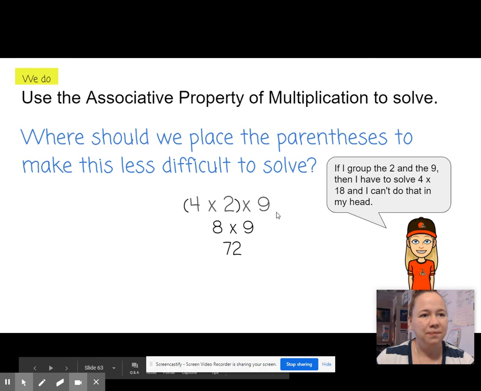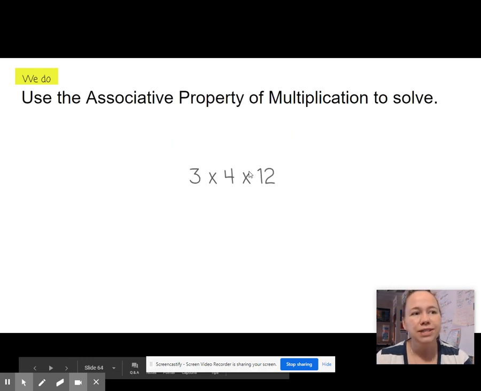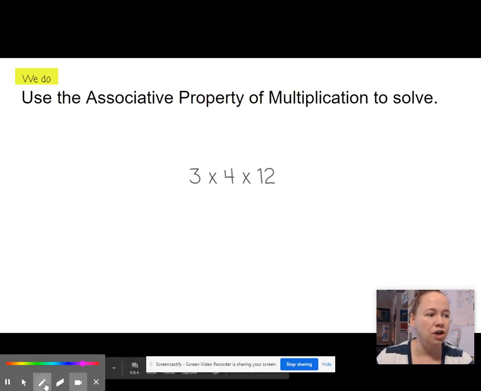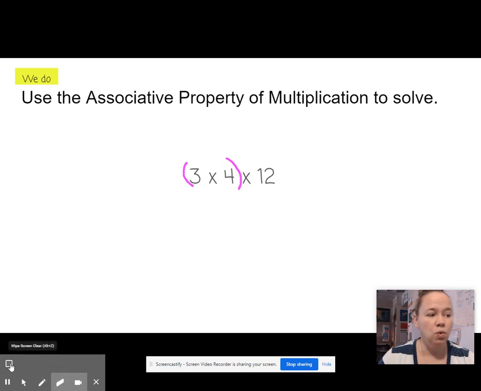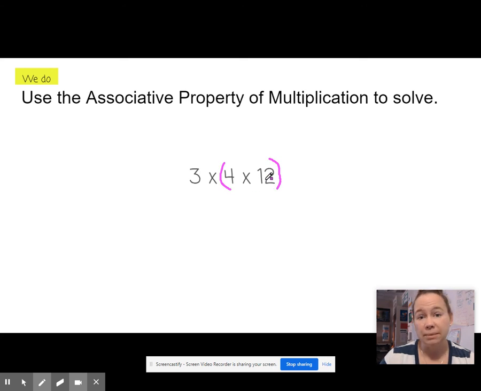Oh, look. Let's try this one. Use the associative property of multiplication to solve. Okay, so should I put the parentheses here and do 3 times 4 first, or should I put the parentheses here and do 4 times 12 first? What do you think?